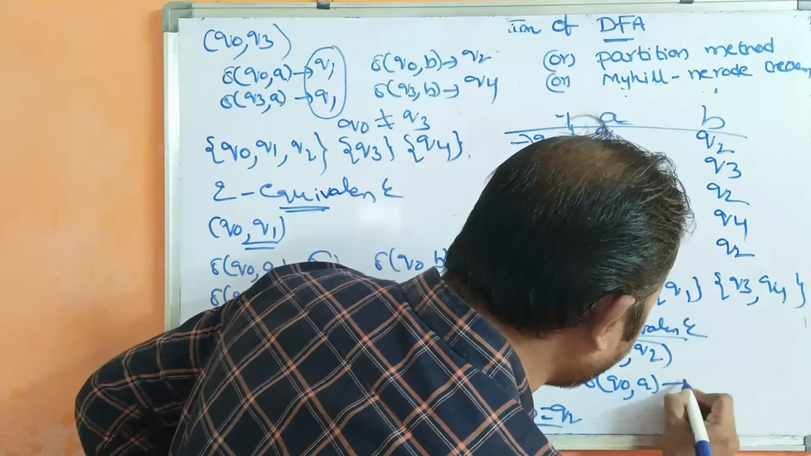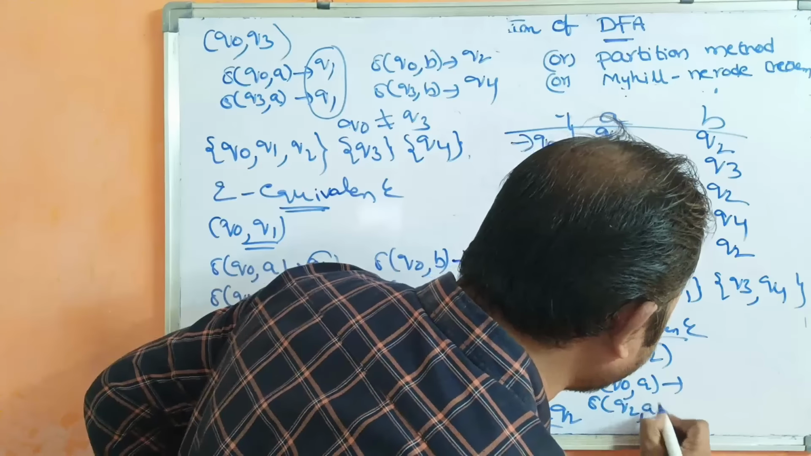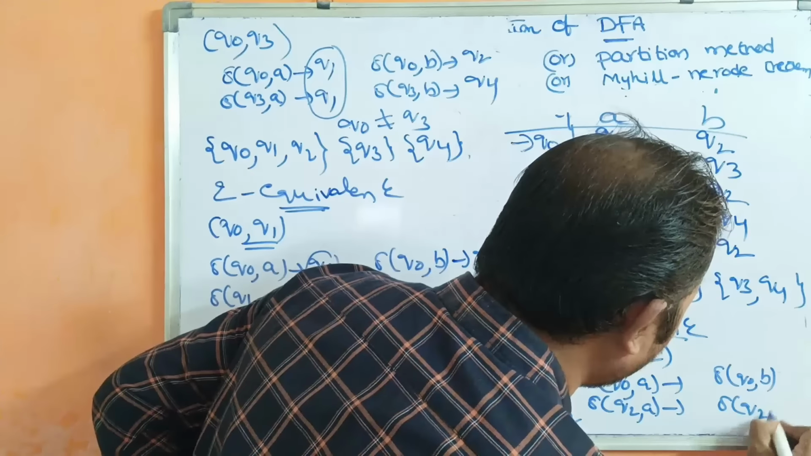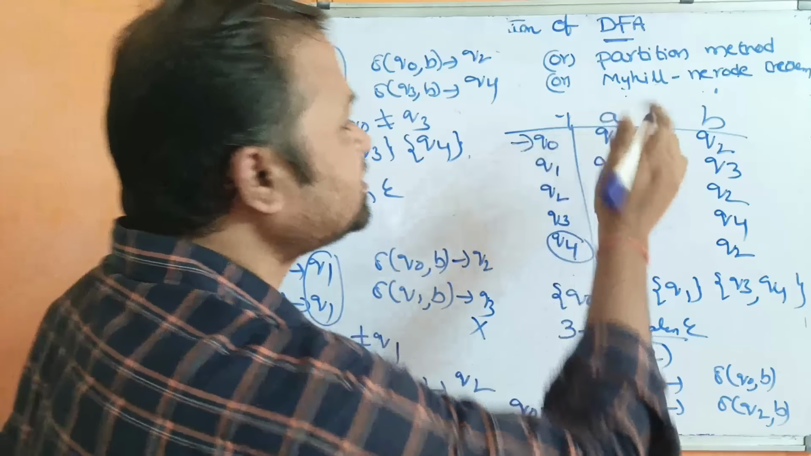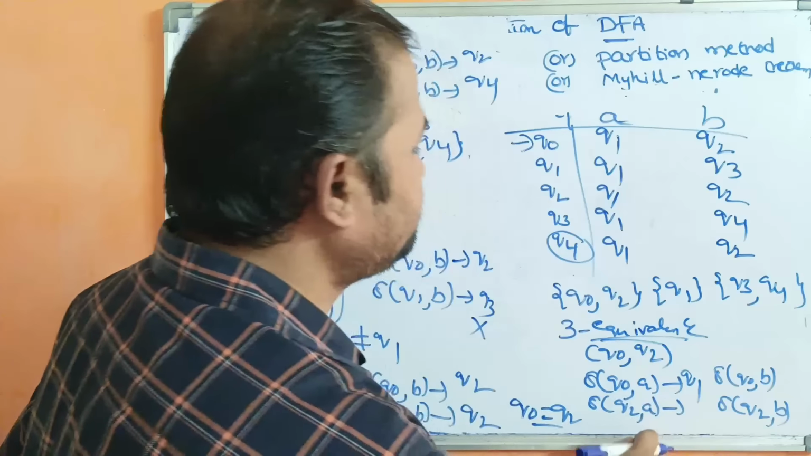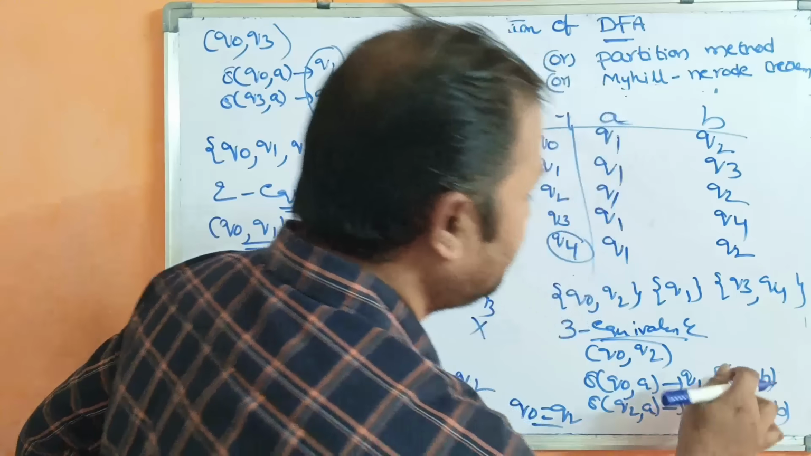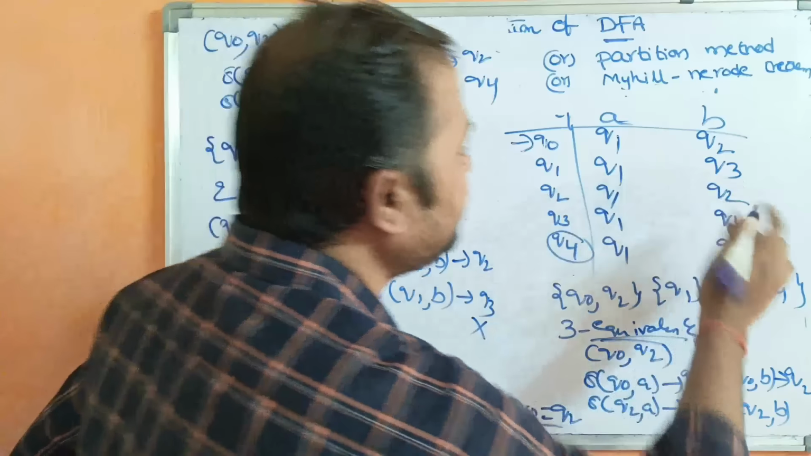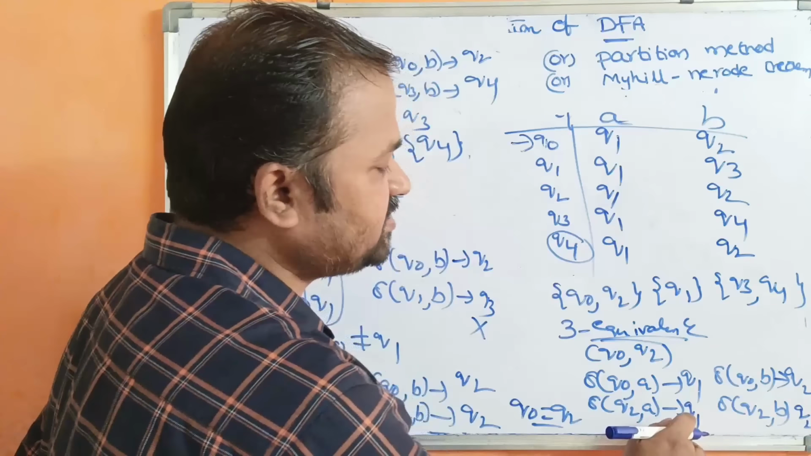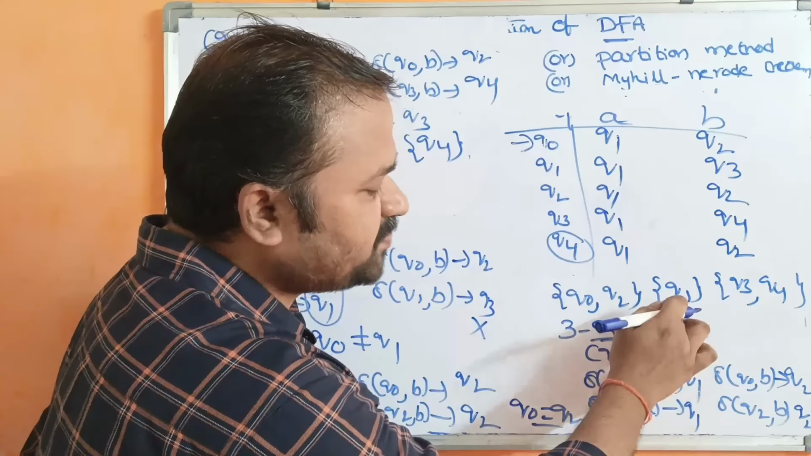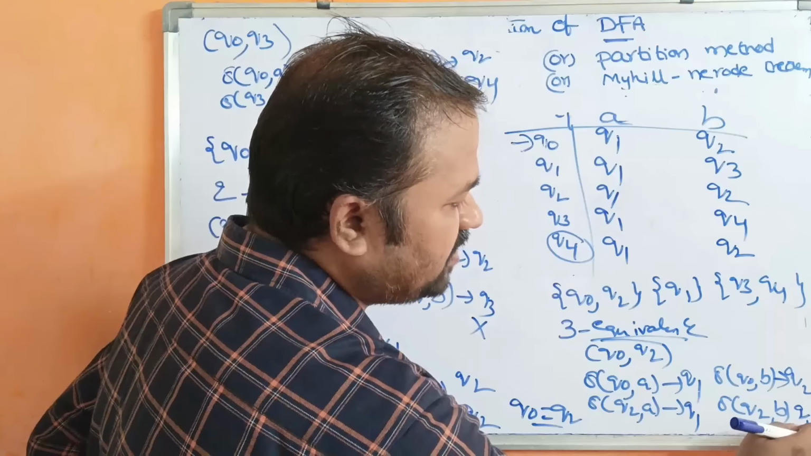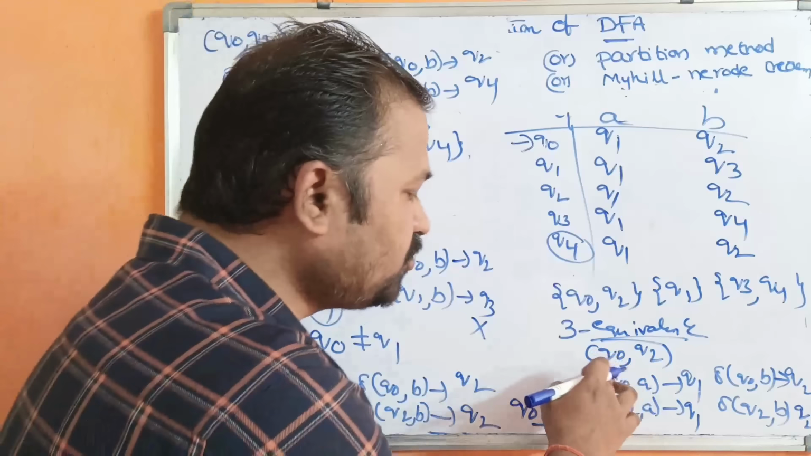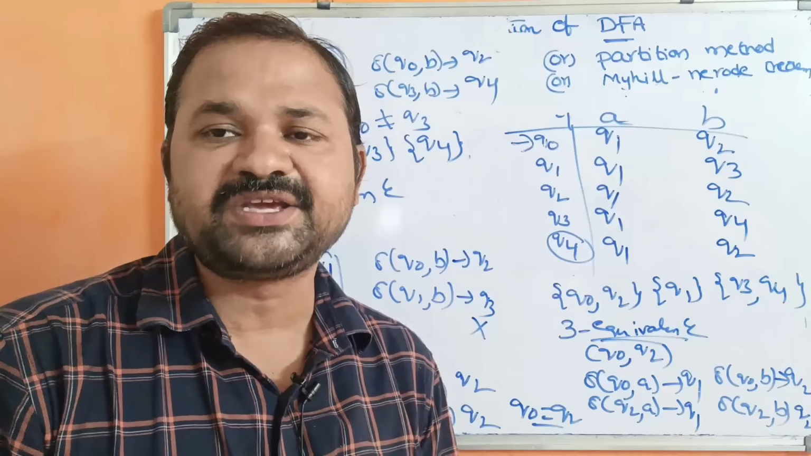So delta of Q naught comma A, next to delta of Q2 comma A, next to delta of Q naught comma B, next to delta of Q2 comma B. Q naught on A means Q1, Q2 on A means Q1, Q naught on B means Q2, Q2 on B means Q2. So here we got only one state, Q1. Q1 is present in one set only. Here also we got only one state, Q2. Q2 is present in one set only. So here we can conclude that Q naught and Q2 are equal.